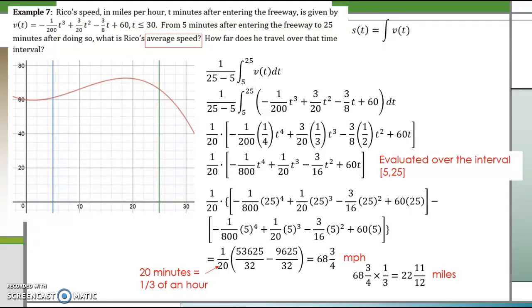So if we were to take 68 3/4 miles per hour and multiply that by 1/3 of an hour, our hours would cancel and we would end up in miles. So Rico is traveling at 68 3/4 miles per hour, and in that time frame from 5 to 25 minutes, he has traveled a distance of 22 11/12 miles.